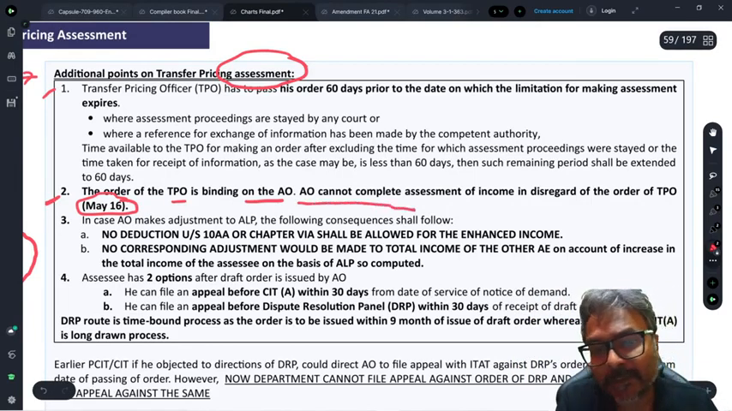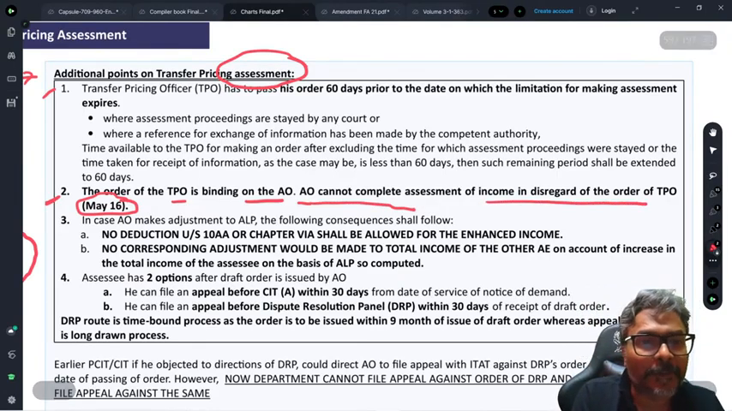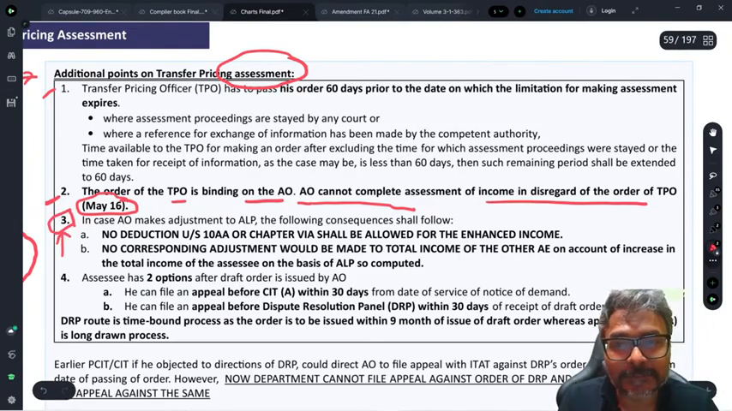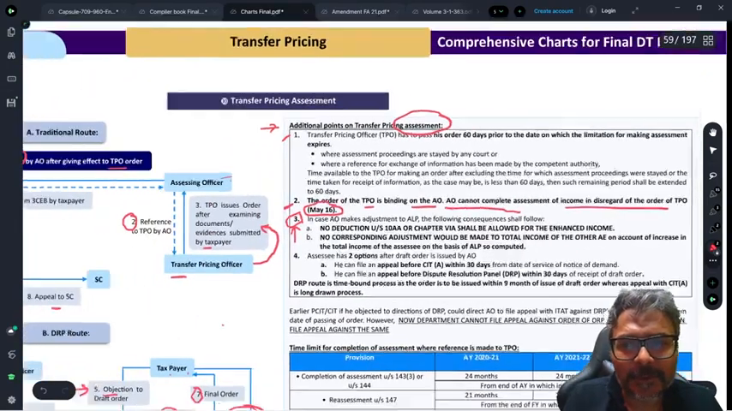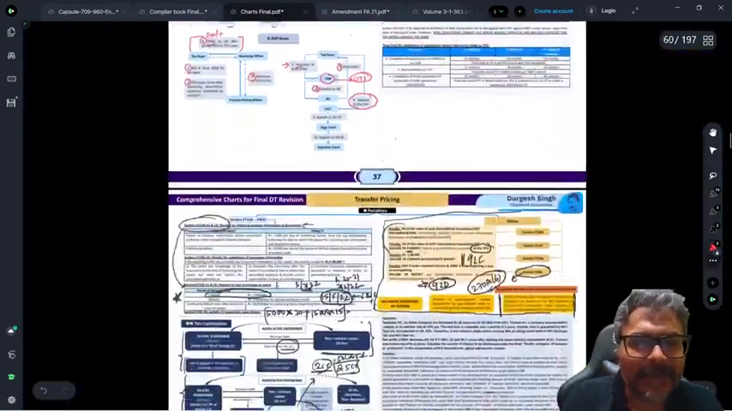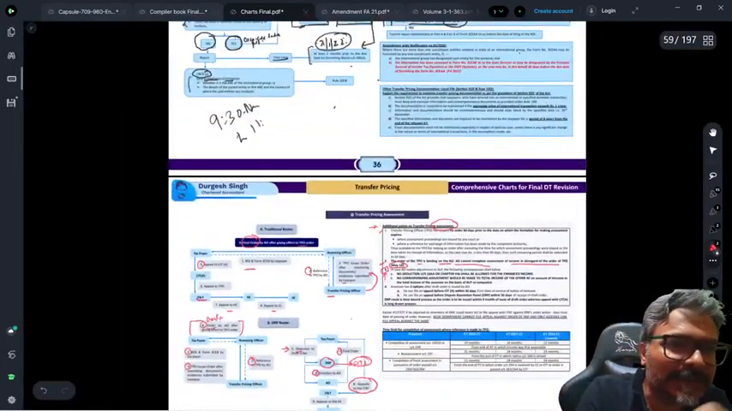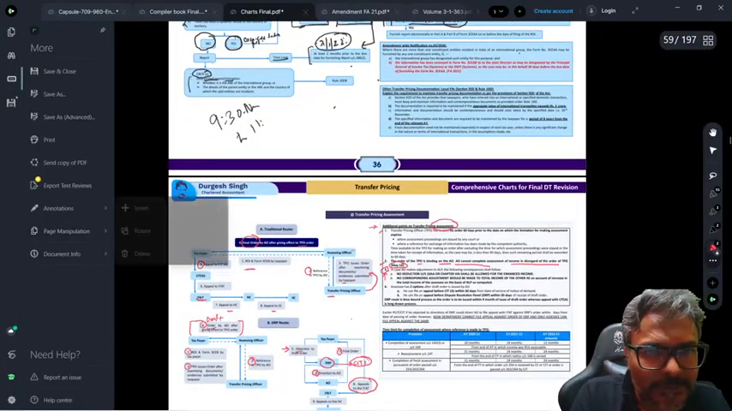So the AO cannot complete the assessment of income in disregard of the order of the TPO. That is the point. This kind of question is very important, students. Please pay attention to this question. I'll quickly revise this particular point with two case studies. Again, this is a very important case study, students, expected in the examination. Please pay attention over here.